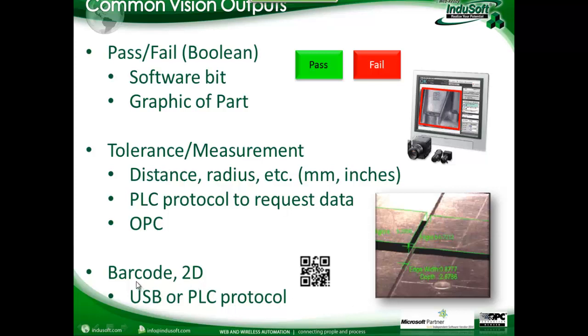We've all seen barcodes on food-related products in the grocery stores. 2D matrices are becoming more and more popular, where in a square inch you can capture several K worth of information, essentially whole pages, documents in a single square inch or slightly larger. Those will sometimes come in via USB port and just look like a keyboard coming in, or perhaps the data would come in as a PLC protocol using an InduSoft Web Studio driver as well.